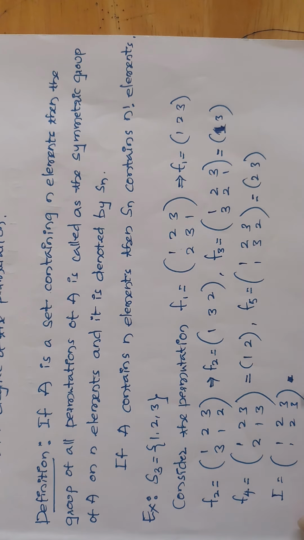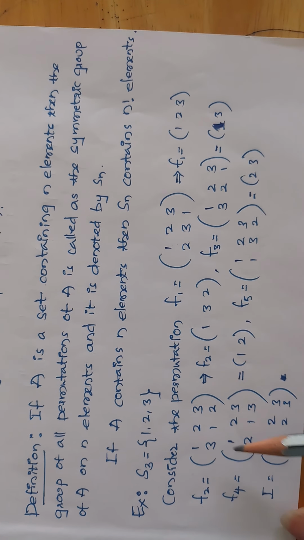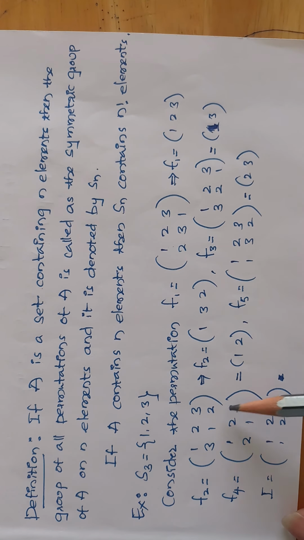So (1 3). For f4, 1 goes to 2, 2 goes to 1 and 3 goes to 3. We don't consider 3 goes to 3, so we only consider 1 goes to 2 and 2 goes to 1. We can write it as (1 2). Here 1 goes to 1, we neglect it, 2 goes to 3 and 3 goes to 2, so (2 3). Next, this is the identity permutation: 1 goes to 1, 2 goes to 2 and 3 goes to 3.